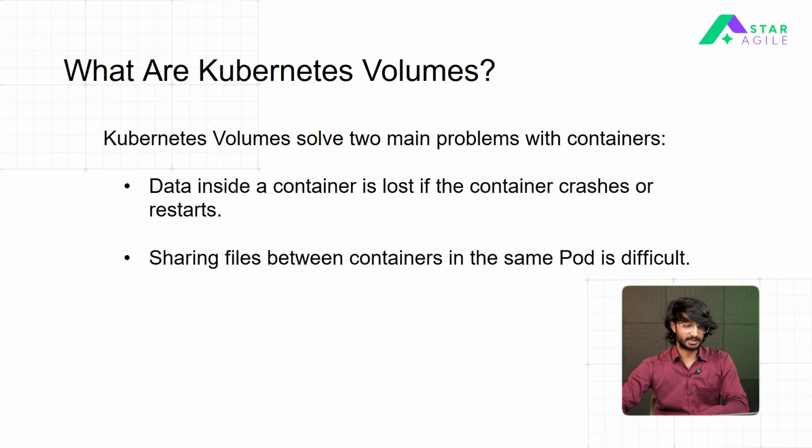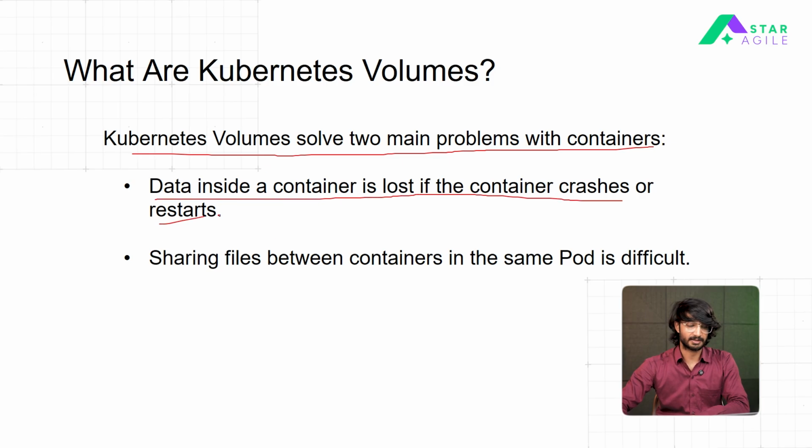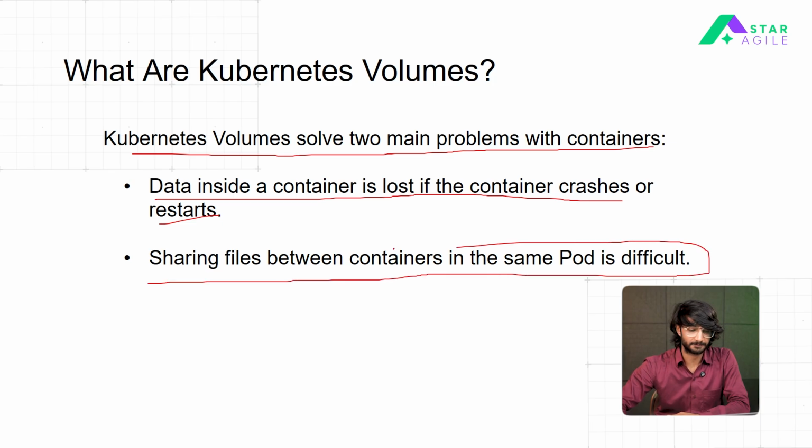Alright people, as you can see here, Kubernetes volumes solve two main problems with containers. That is, data inside a container is lost if the container crashes or restarts, which is the same as with Docker containers. And sharing files between containers in the pod is difficult. By using Kubernetes volumes, we can achieve both things. So how is it done?